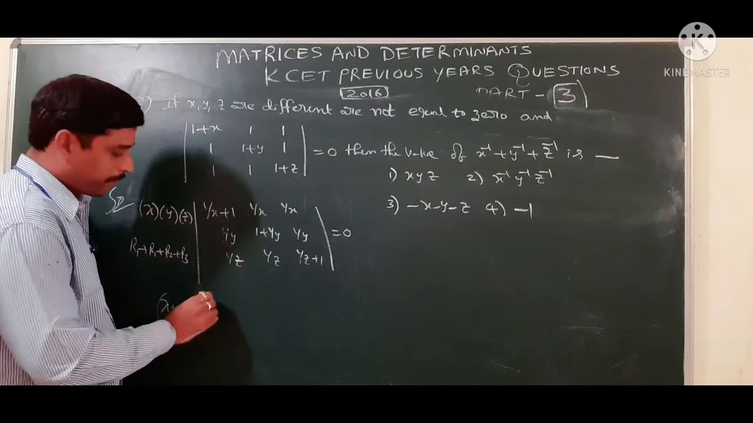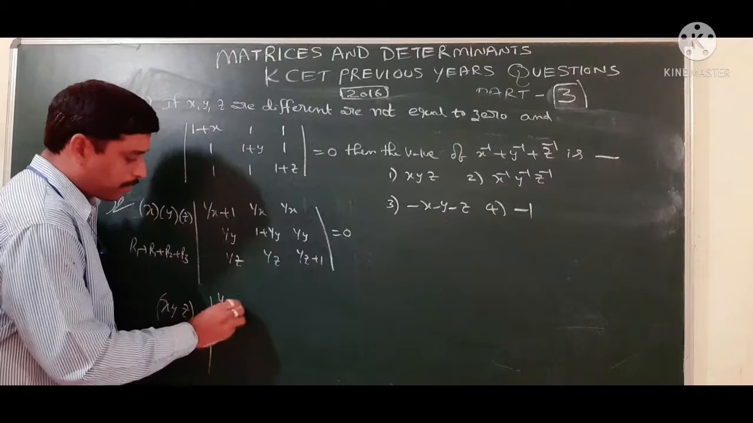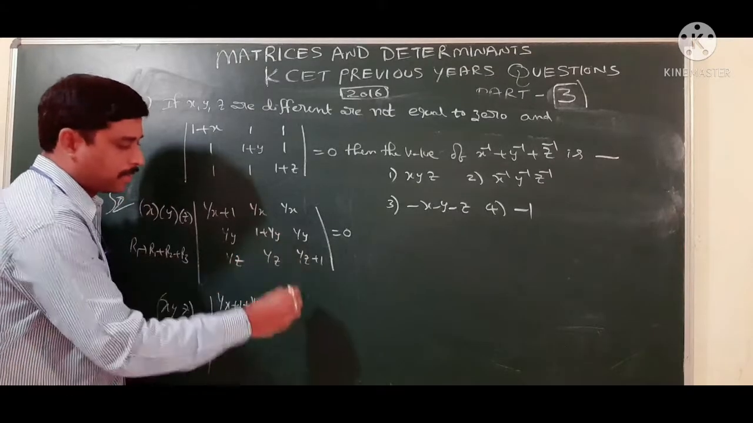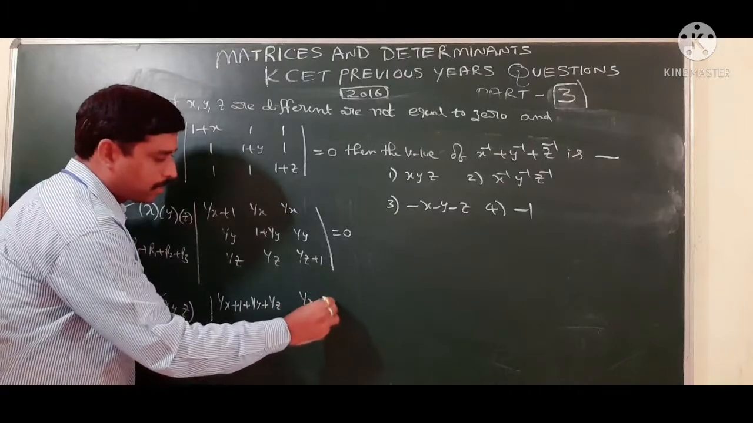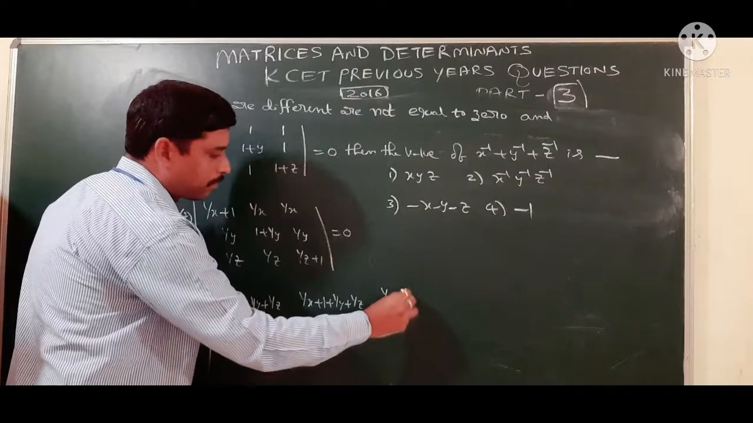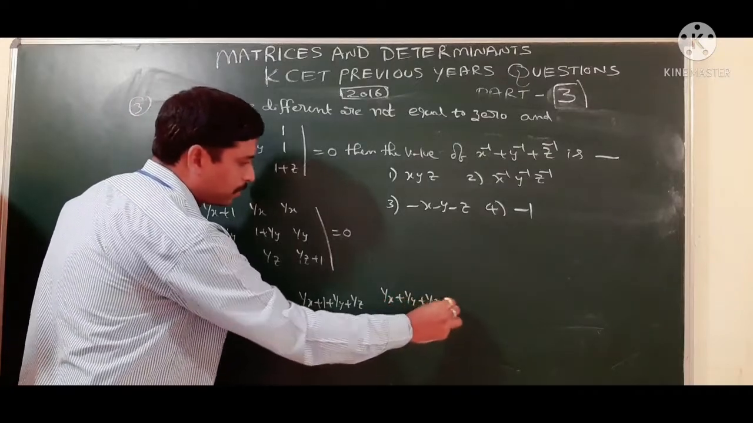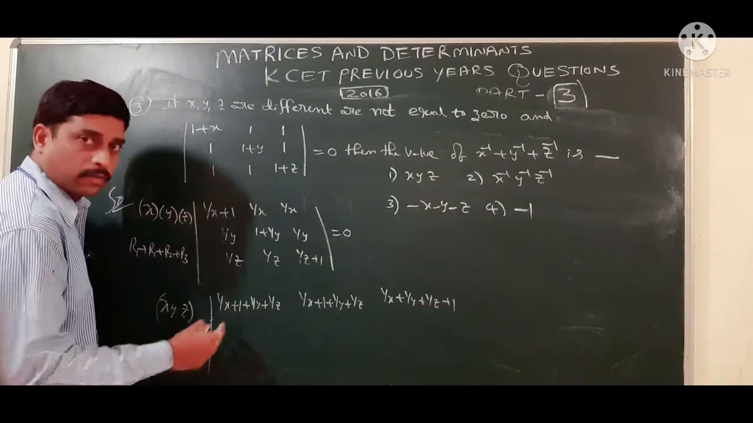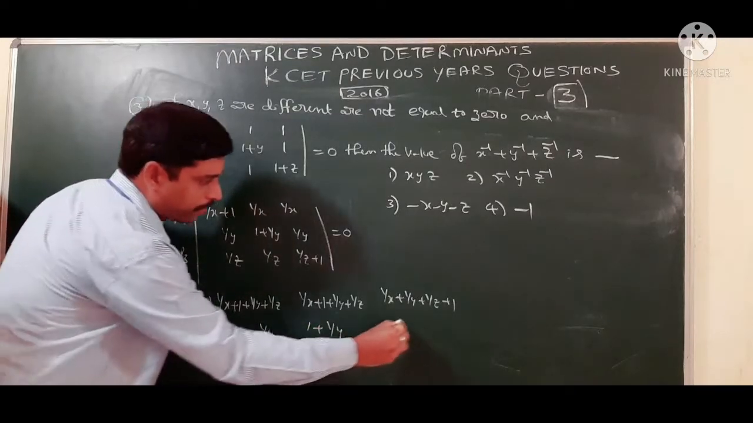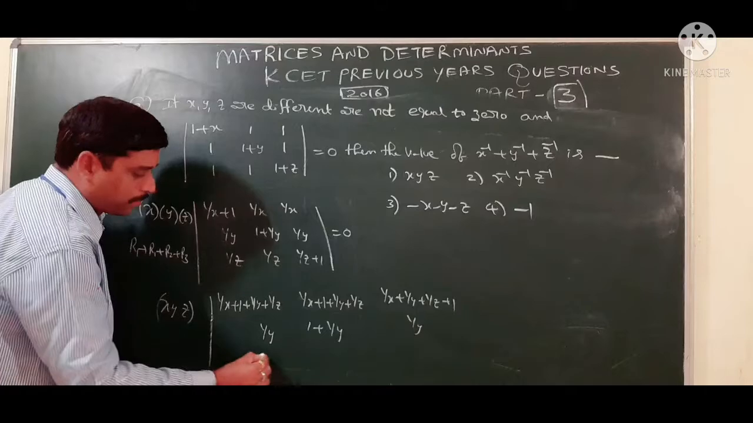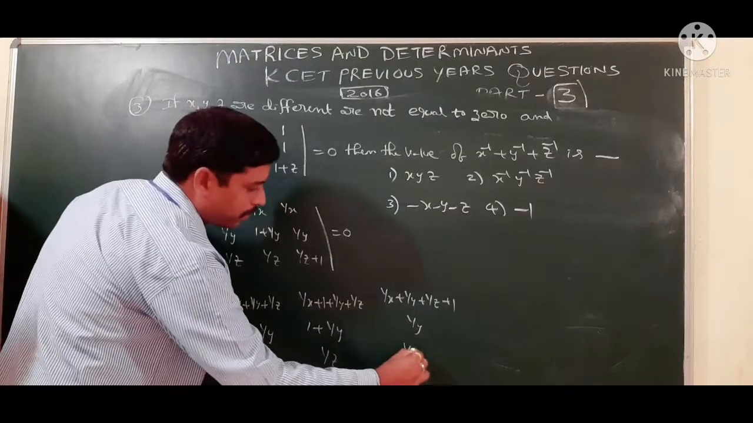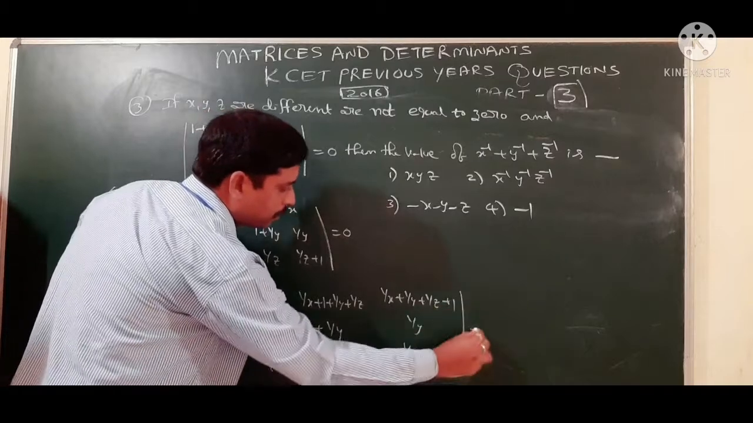So this will be 1 by x plus 1 plus 1 by y plus 1 by z. And second one, 1 by x plus 1 plus 1 by y plus 1 by z. Next 1 by x plus 1 by y plus 1 by z plus 1. So second row, third row write as it is: 1 by y, 1 plus 1 by y, 1 by y; 1 by z, 1 by z, 1 by z plus 1 is equal to 0.